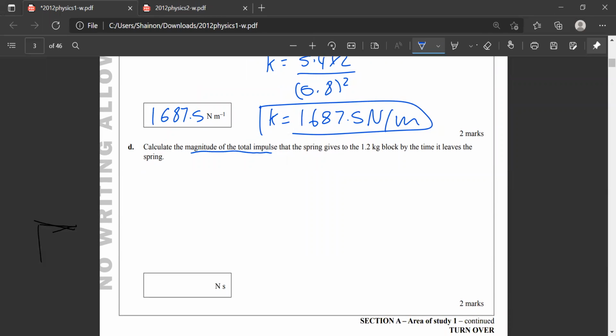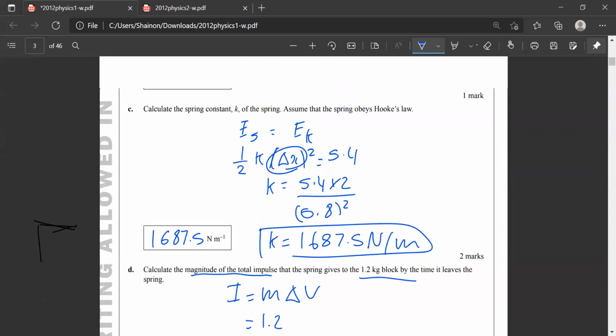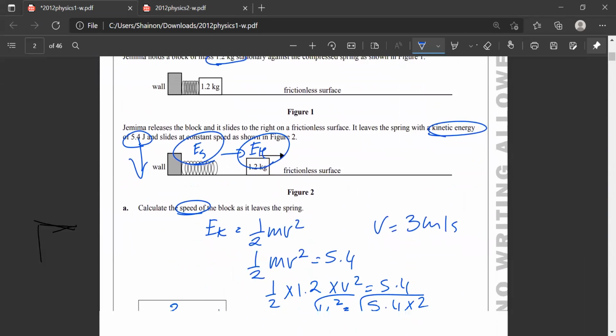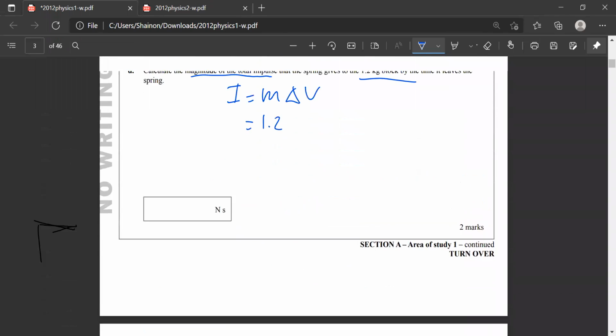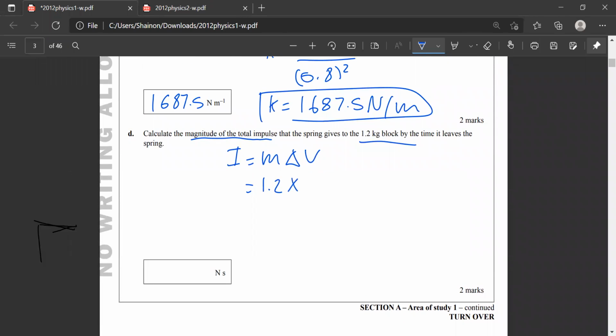Magnitude of the total impulse. So impulse equals m, change in V. The mass is 1.2, and the change in velocity goes from 0 to 3. So 3 minus 0, which is 3, equals 3.6 Newton seconds.